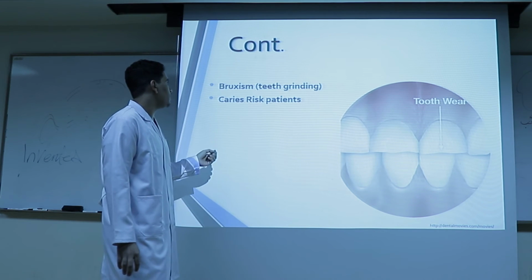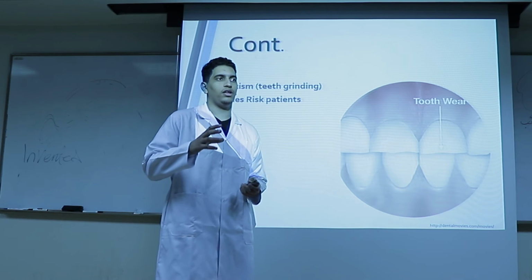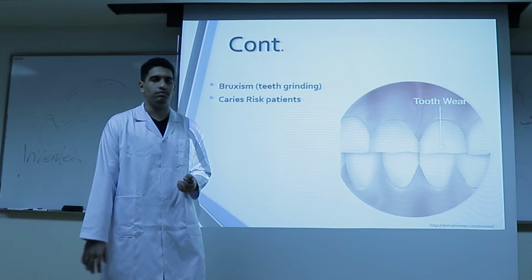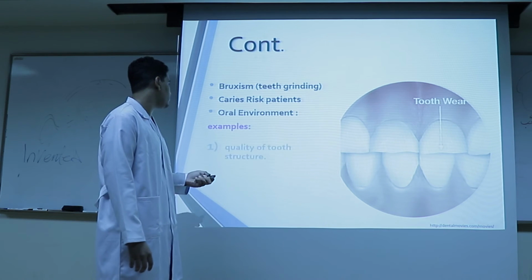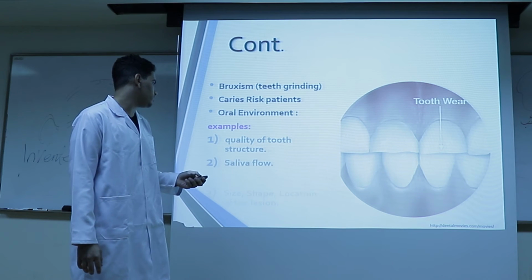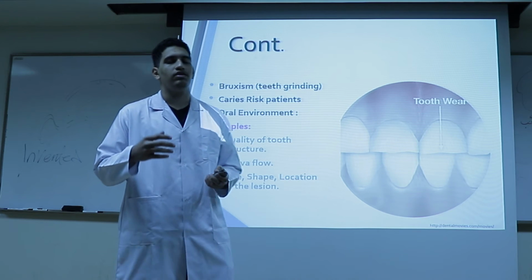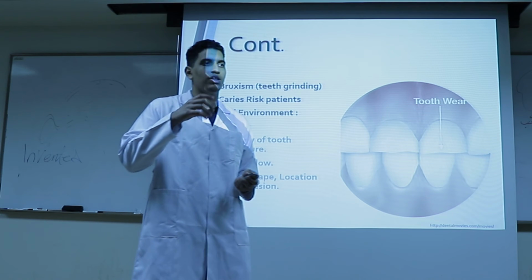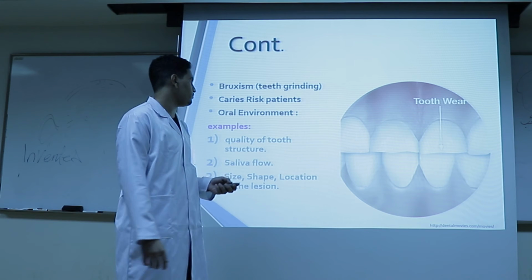Next, we have caries risk patient. The higher the caries risk, the more recurrent caries will develop. We also have oral environment, for example, quality of tooth structure, saliva flow, and size, shape, and location of the restoration. For example, the anterior region lasts longer than the posterior region because of the stresses on the posterior region.